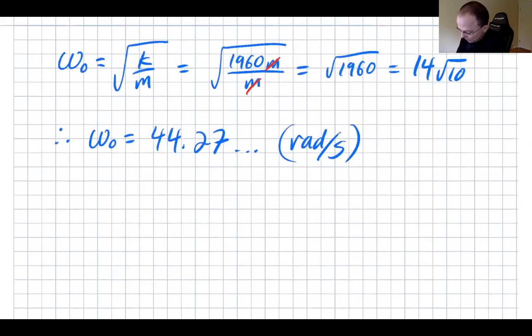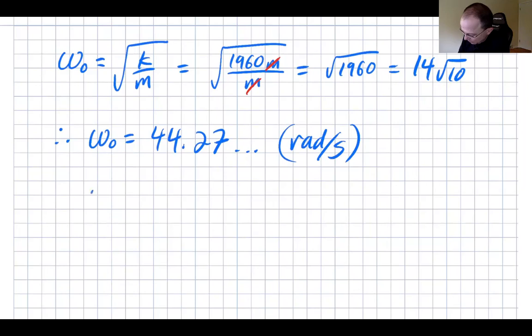So what is this in hertz? We need to convert this into cycles per second. And how many radians are there in a cycle? There's 2 pi radians in a cycle.